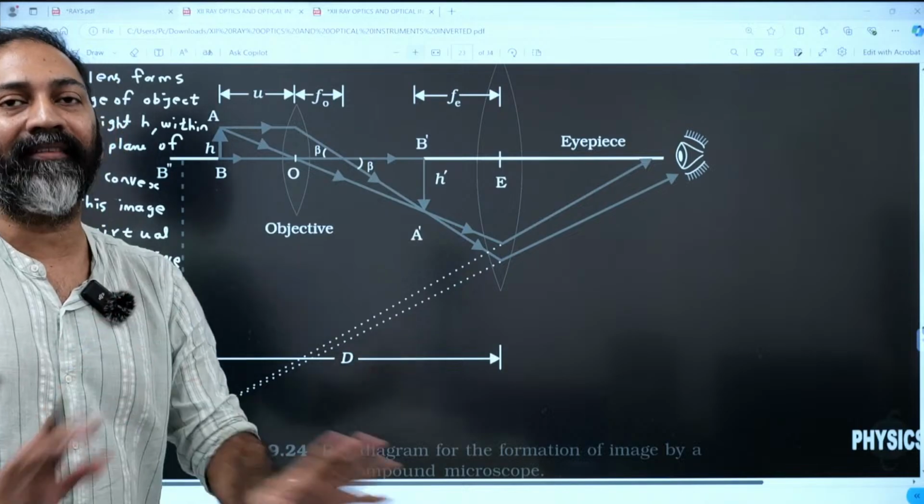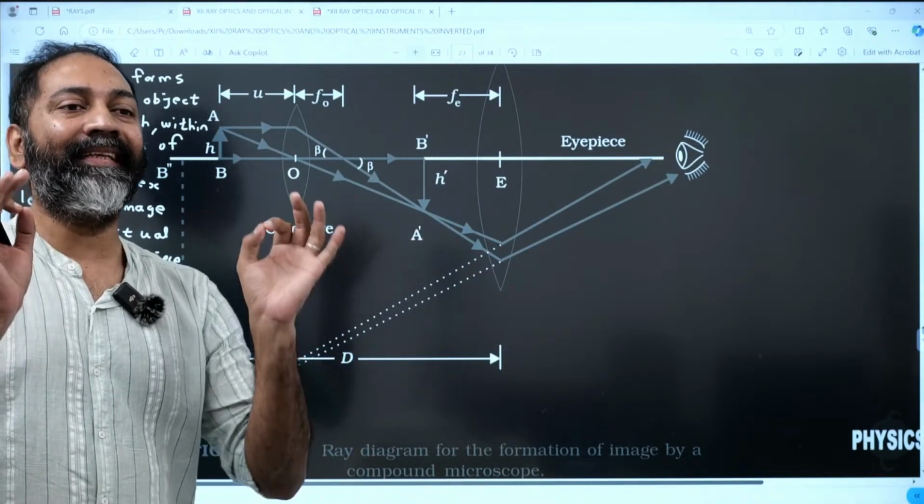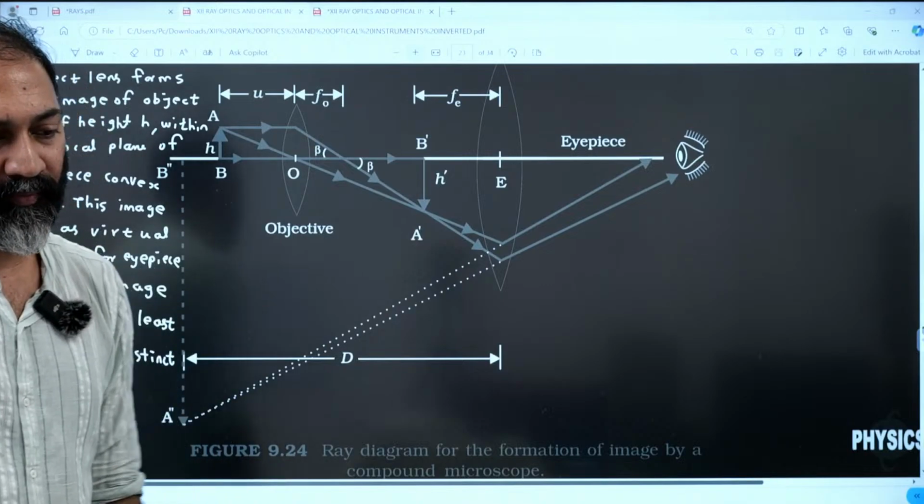You should not expect such a question. You can expect this: draw a neat diagram of a compound microscope.